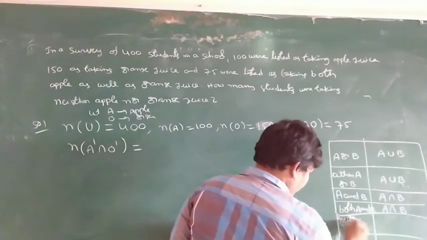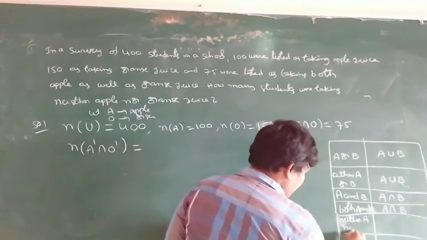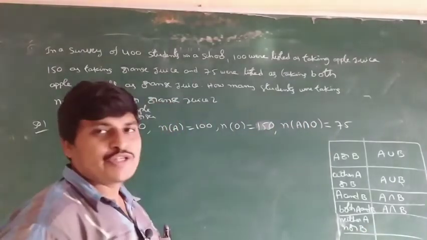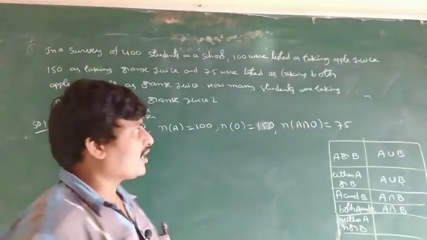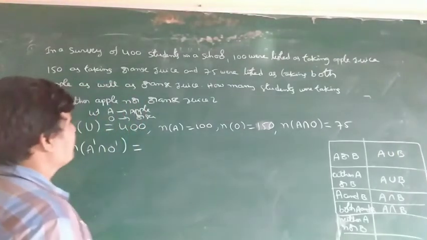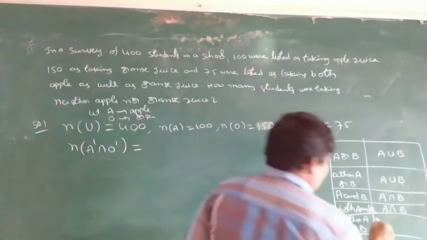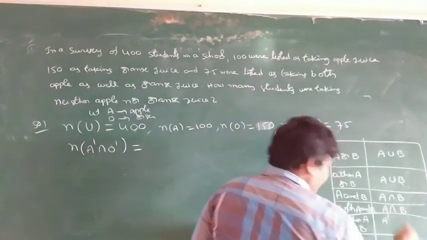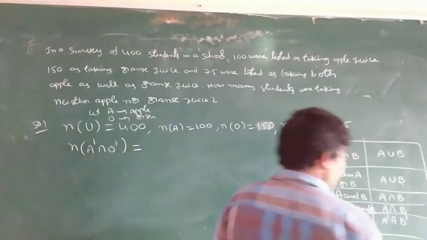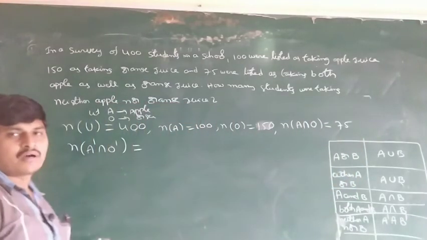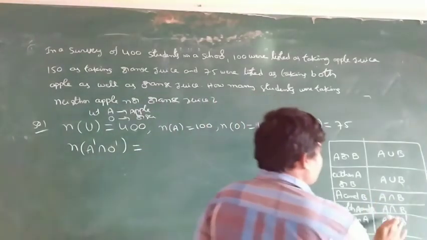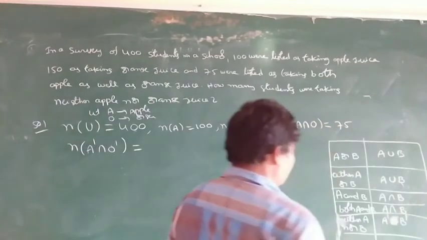Neither A nor B means both not. Both without taking apple juice and orange juice. Not A means A complement, intersection, not B means B complement. Not means complement, both means intersection. So both not means A complement intersection B complement.